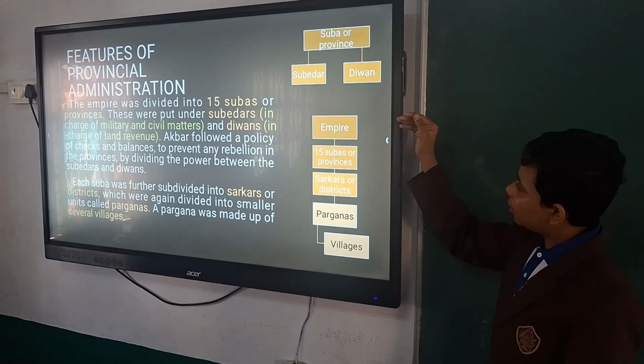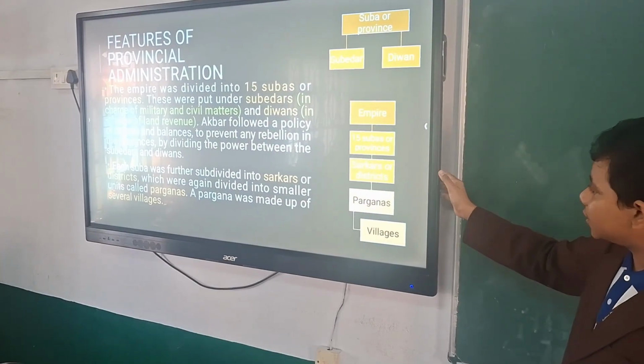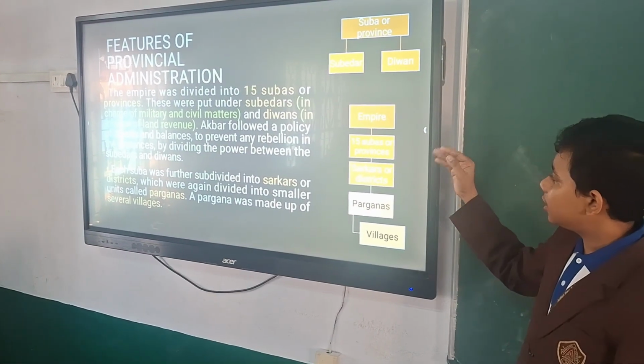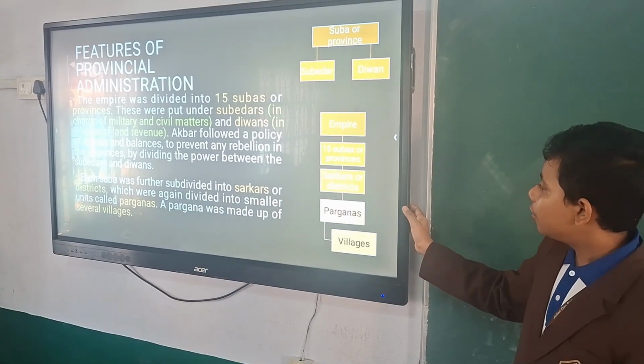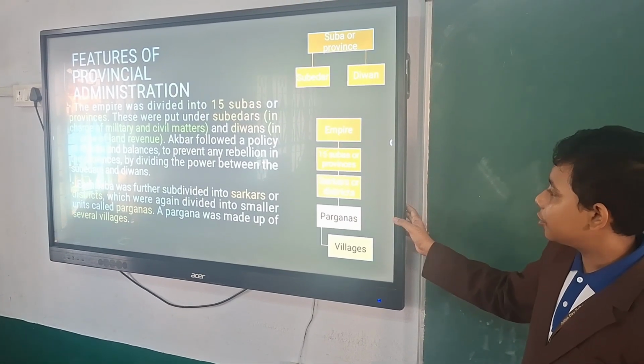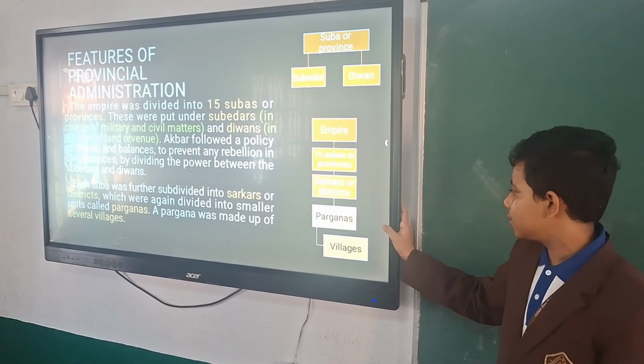We see that the empire was divided into 15 subas or provinces, and those were further divided into sarkars or districts, which were again divided into parganas, which were made up of several villages.